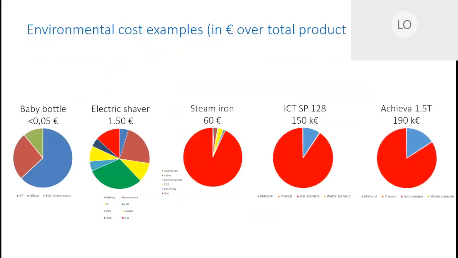As said before, we have a big variety of products. On the left, you can see the environmental price of a baby bottle. It's less than 5 euro cents. Then if you add a little bit of electricity with an electric shaver, you get to 1.5. A steam iron uses a lot of energy: 60 euros. And then you can see two big devices, ICT and Achieva, at 150 and 190,000 euros. Those are big medical devices, often in on mode for a huge part of the day, and they consume a lot of energy and, of course, a lot of materials. So this allows us to gain these kinds of insights and see where the hotspots are in the company, and also within each product group where the hotspots are on environmental impact. One more slide.